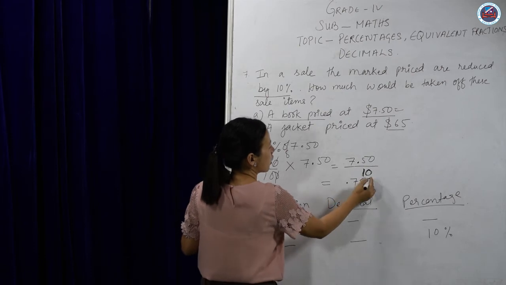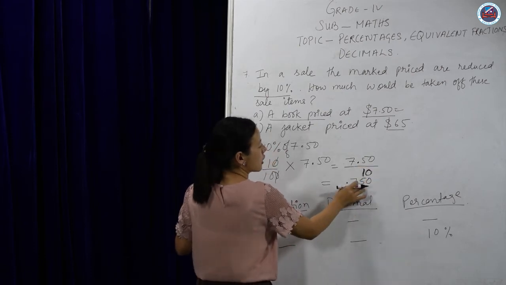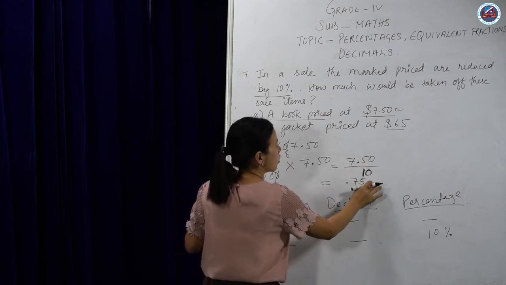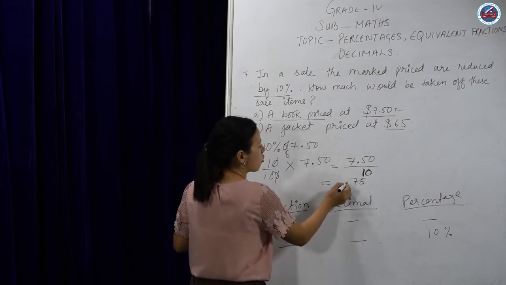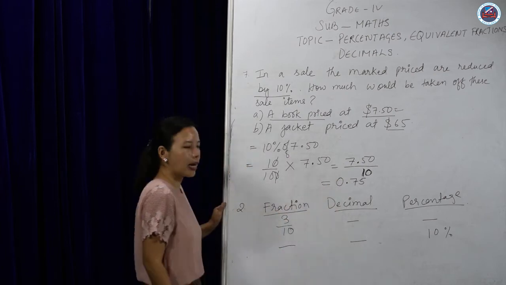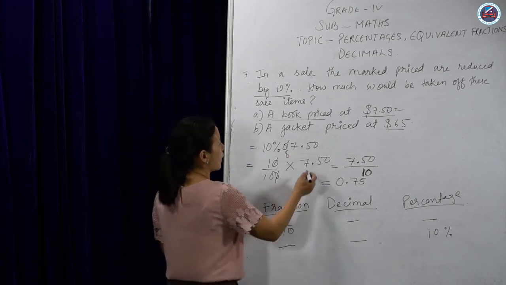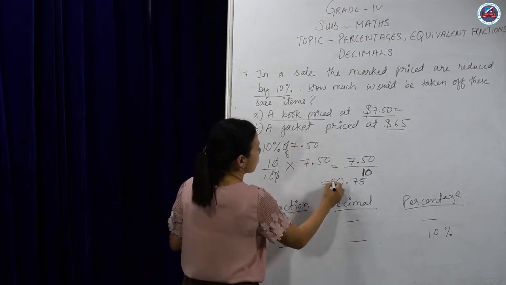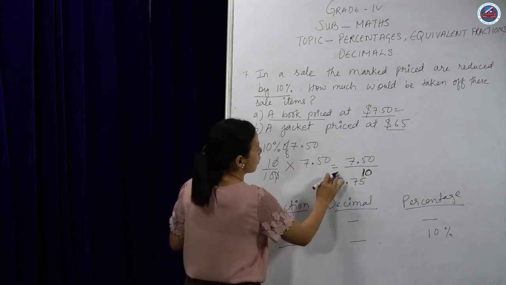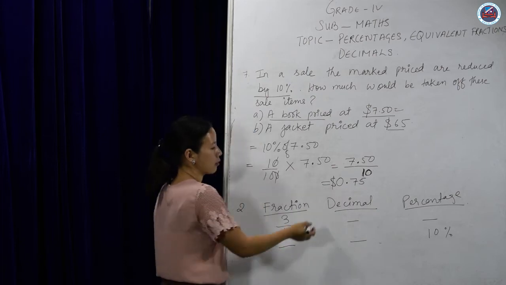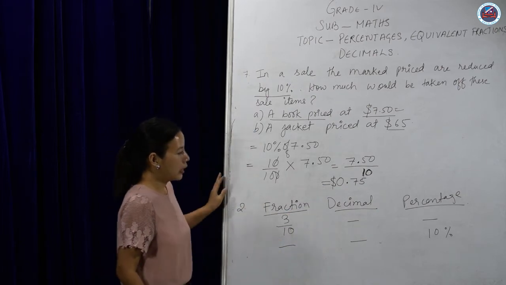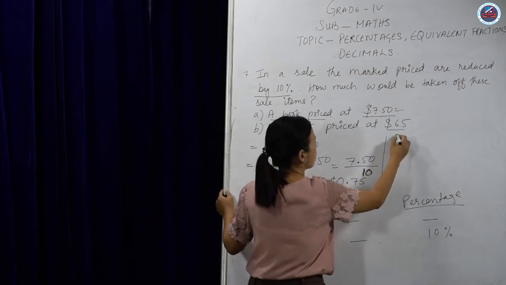After the point, 0 is there, but after the decimal, we need to have a two-digit number. So we will write just 7 and 5, and before this point, nothing is there, so we write 0. So after the 10% discount, the price of this book is how many dollars? $0.75. Okay?